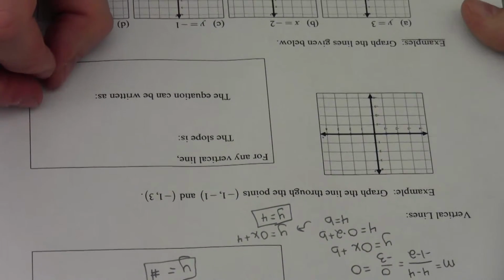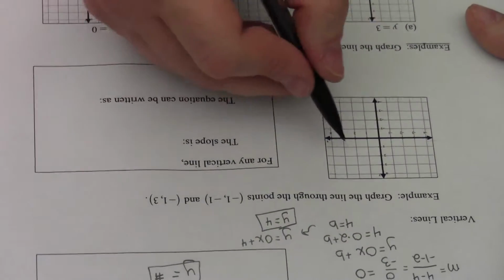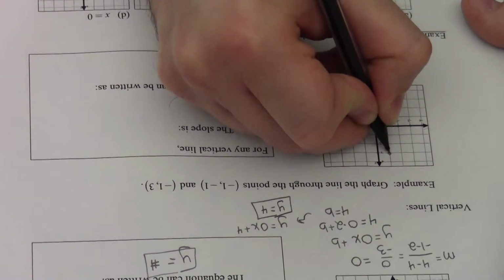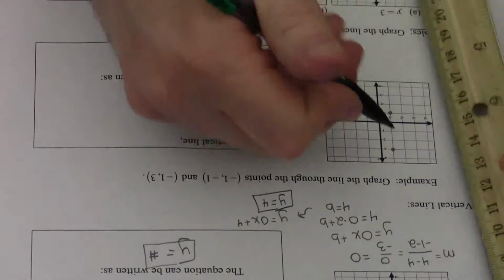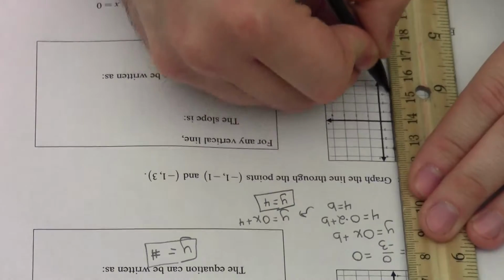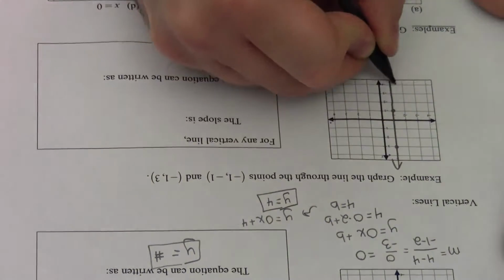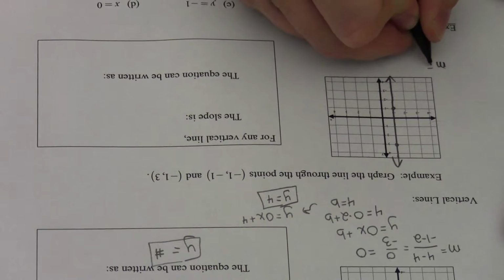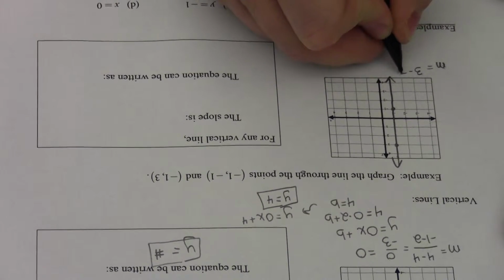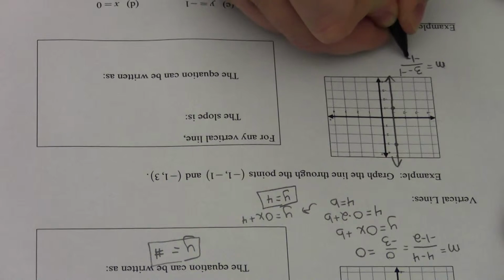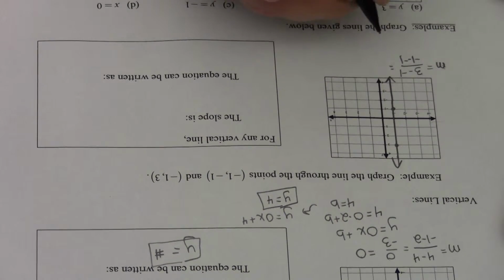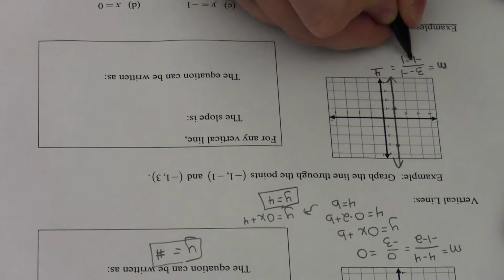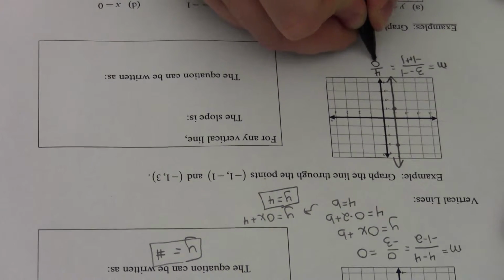Now, looking at the vertical lines, well, I'm going to plot those points and see what happens here. (-1, -1) and (-1, 3). I'm going to go and connect those points with a line through them. And this time I get a vertical line. When I go to find my slope, m = (3 - (-1)) over (-1 - (-1)). I want to clean up those double negatives here before I simplify. I'm going to get 4 on the top over -1 + 1. That gives me 0 on the bottom.